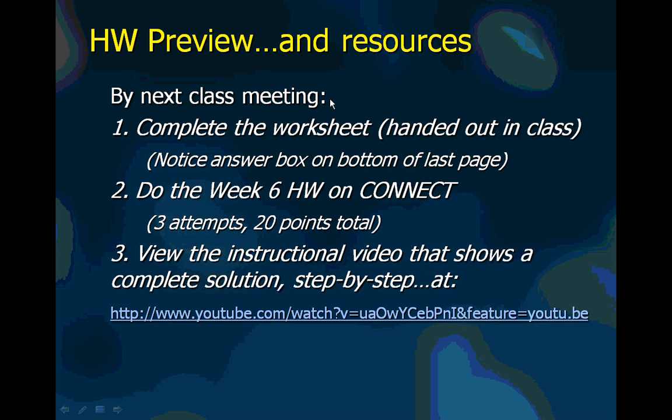By next class meeting, you're going to complete this worksheet that is attached, or if you're in class, I'm going to hand it out to you in class. Notice on the back of the back page, there's an answer box. All the answers you need should be found there, and there may be some extra ones that you don't use, just to try to keep it straightforward. You're going to have to do the week 6 homework on the Connect site. You get 3 attempts, 20 points total. That's due by Monday night, as usual.